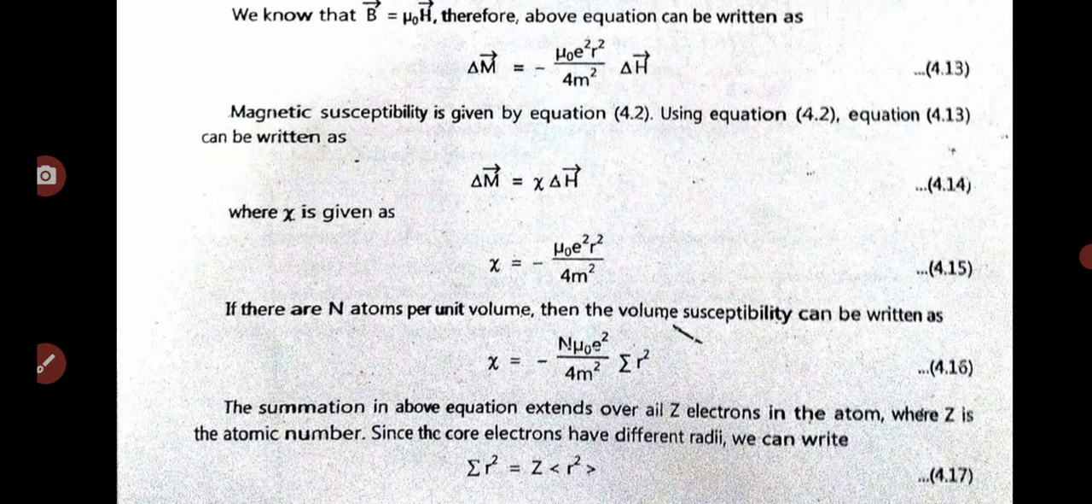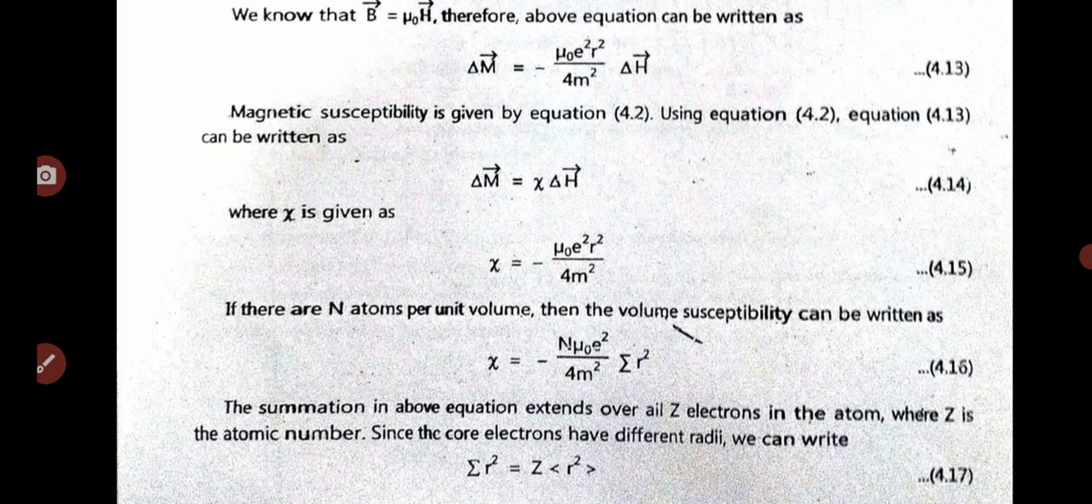So if we want to calculate this chi, which is given by the above equation, the value obtained is minus mu naught e square R square divided by 4m square. And here there are n atoms per unit volume, that is, the number of atoms per unit volume. So place the value of m, and the volume susceptibility can be found.